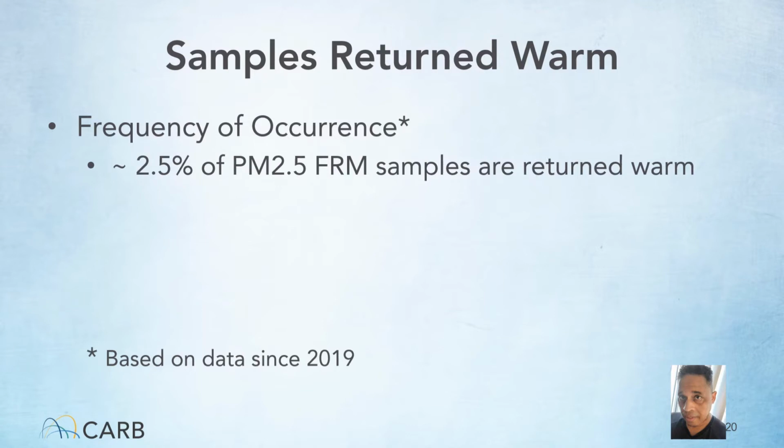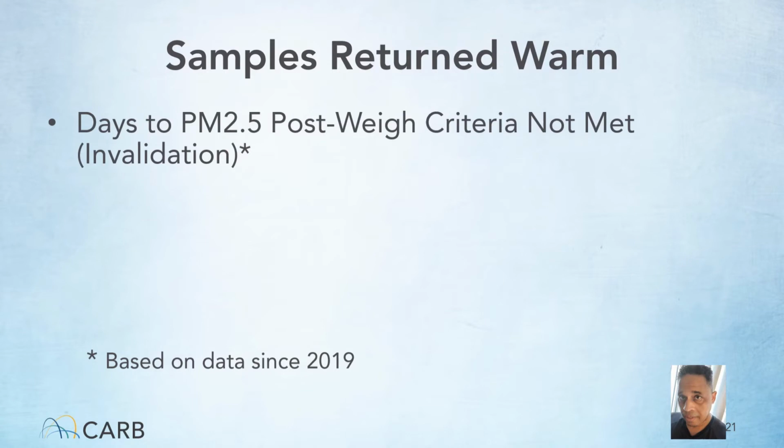We looked at PM2.5 samples since 2019, and we found that approximately 2.5% of the samples arrived above 4 degrees C, which is not too bad. We know that the temperature of the shipping containers during transport could affect the amount of time the lab has to weigh the filter to remain valid, right?